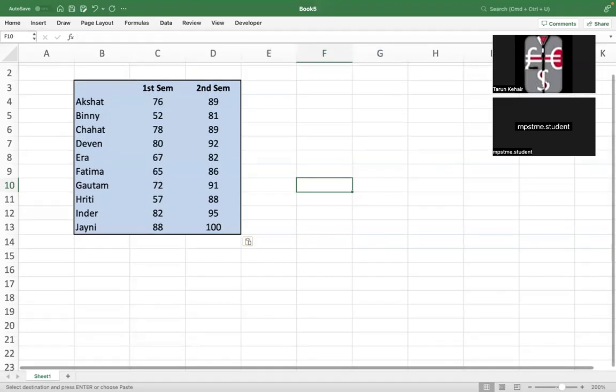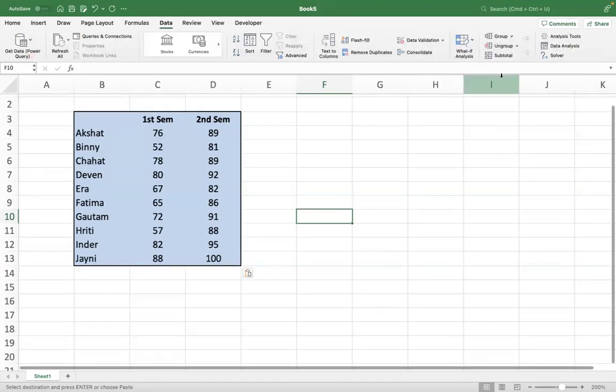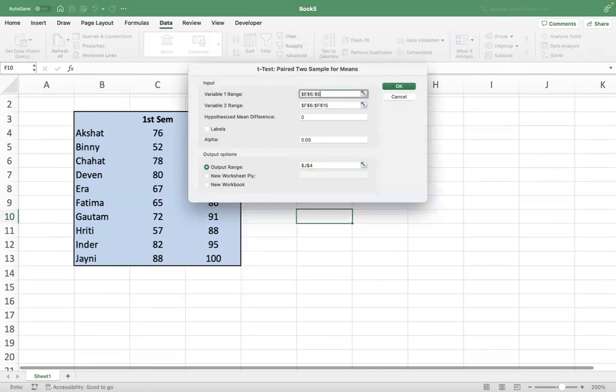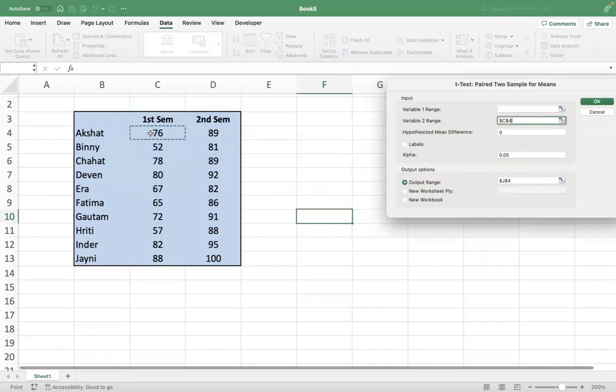t-test on Excel. So you go to the Data tab where most of your analysis is going to happen. Go to Data Analysis and take t-test: Paired Two Sample for Means. Press OK. It will ask you for your variable ranges for the two distributions. So the first variable range I can keep as my first semester results. In fact, I can take the entire thing for variable 1. Similarly for variable 2.